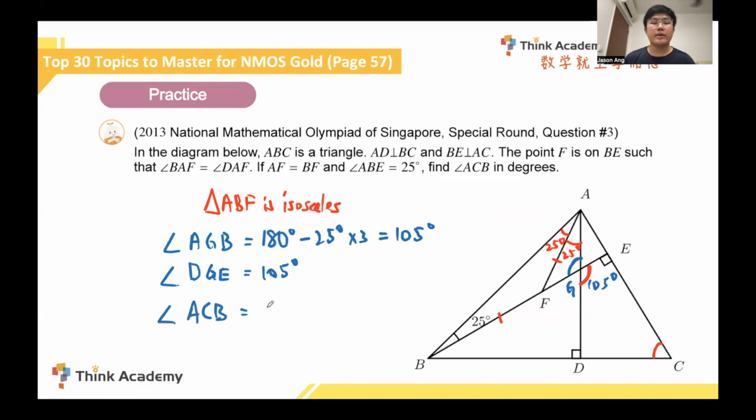ACB would therefore be 360 degrees minus 90 degrees. Sorry, give me a moment. Let me make a minor amendment. 90 degrees times 2 and minus the 105. Once we calculate all these values out, we know that the final answer is 75 degrees. And just like that, a special round question becomes very easy for everybody.